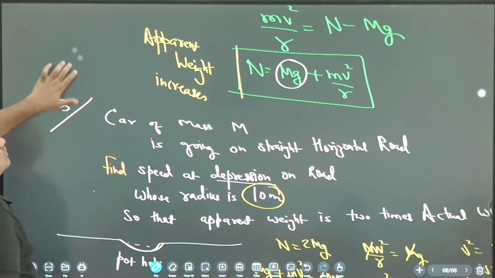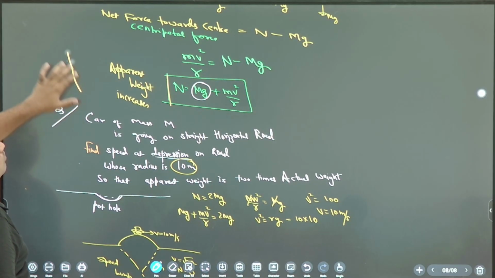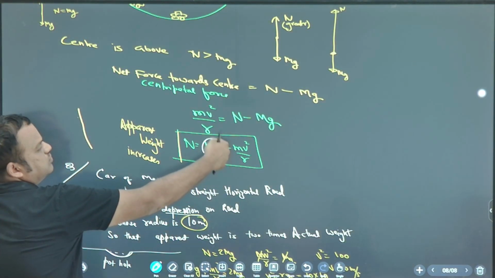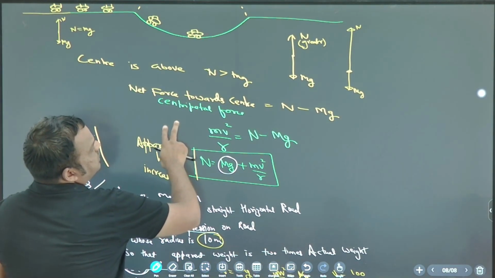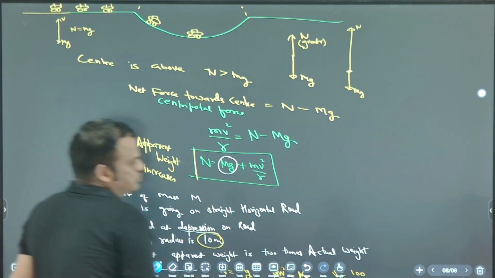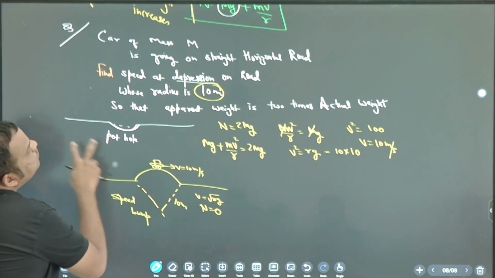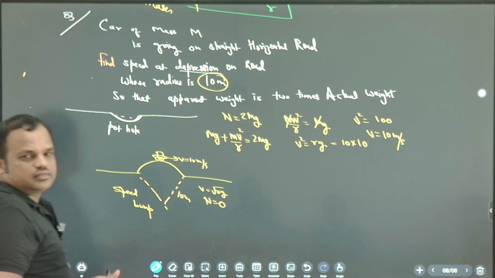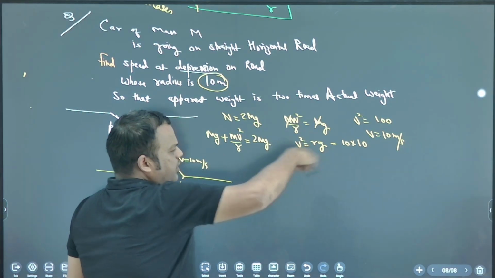Observe this again. See, depression means normal will be more. Normal will be more than mg. Mg plus mv square by r. This is depression. Okay, done? Okay, clear? Any problem? Okay. So next topic. Speed bump, depression, finish. Okay, conical pendulum.